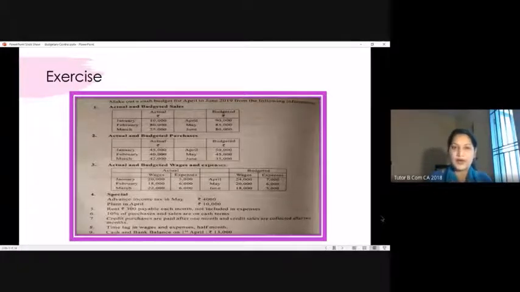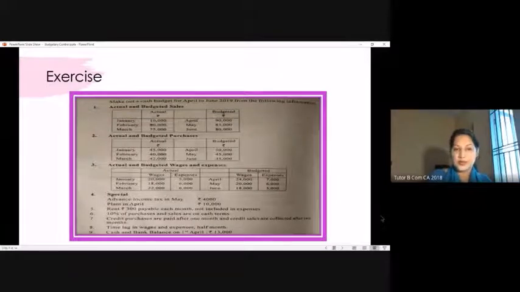Now, there are broadly three methods for preparation of cash budget. The first one is the receipts and payments method. The second method is the balance sheet forecast method, and the other one is the profit forecast method. So yesterday we were learning to prepare cash budget on the basis of the receipts and payments method, which is the most commonly used method. And we prepared one exercise, and in front of us, we will just discuss how we can solve it.